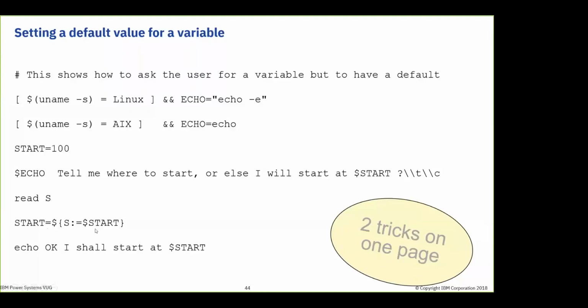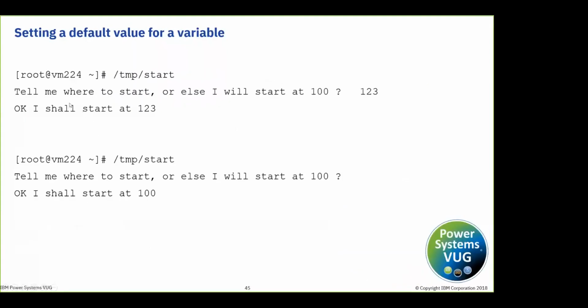So I'm setting a variable. It's set to be 100, and then I do a read of a different variable, and I say if that variable s has been set, then use it. Otherwise, use the variable 100. And so if I run that script, it says, tell me where to start, or else I'll start at 100. And I say 1, 2, 3, and it says, okay, I'll start at 1, 2, 3. But if instead of entering a number here, I just hit carriage return, it will default to 100. And it works obviously for strings as well as for numbers. So that can be very useful.